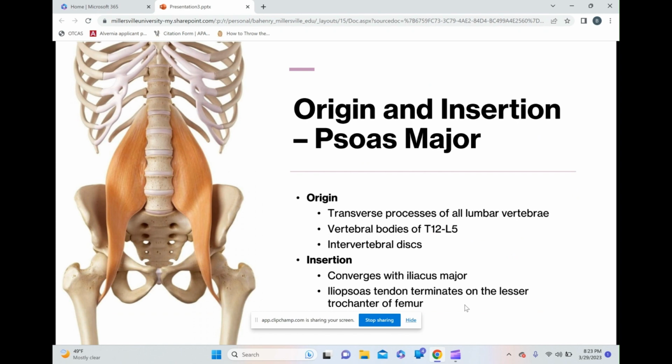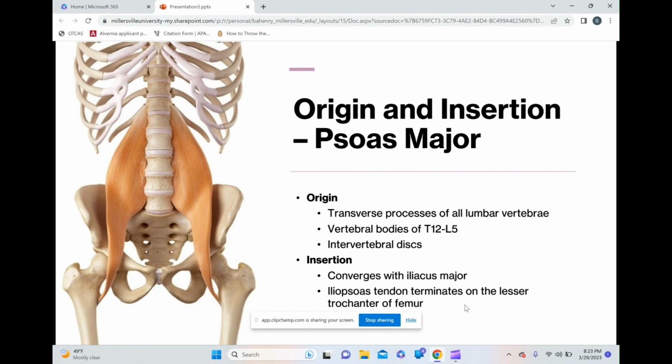Next, we will discuss the psoas major muscle. Unlike the iliacus major, the psoas major originates on the spine rather than the bones of the pelvis. There are 3 points of origin for this muscle. There are origins on the lateral slender processes of the lumbar vertebrae, as well as the vertebral bodies T12 through L5, and lastly, the intervertebral discs.